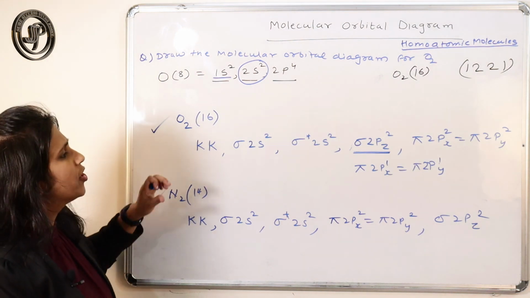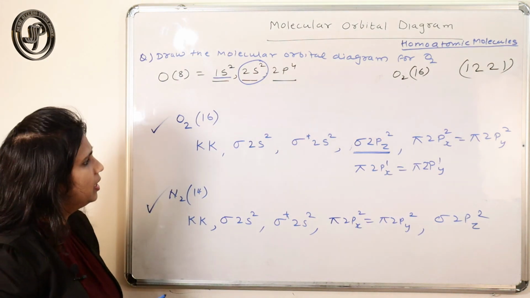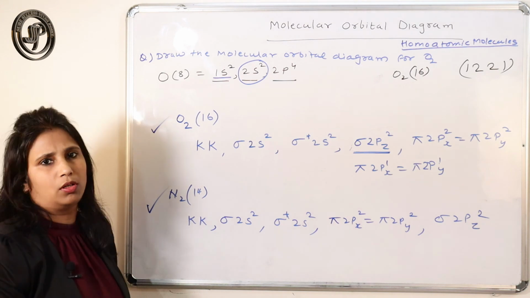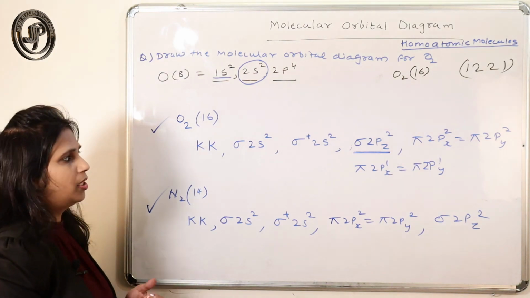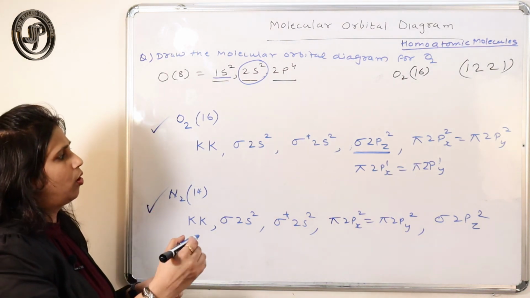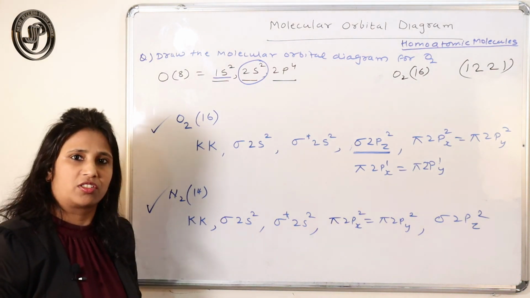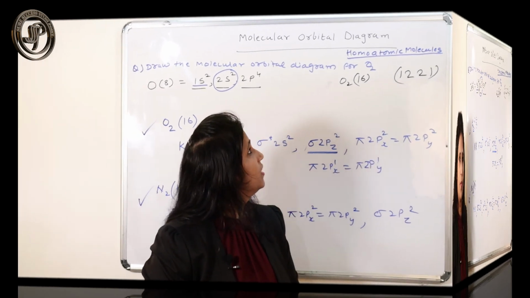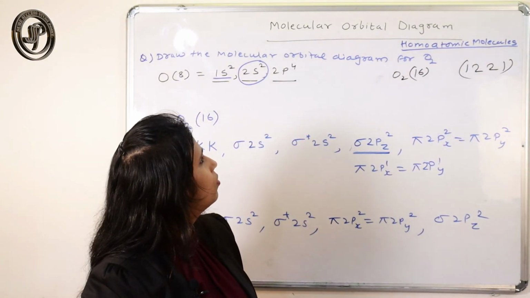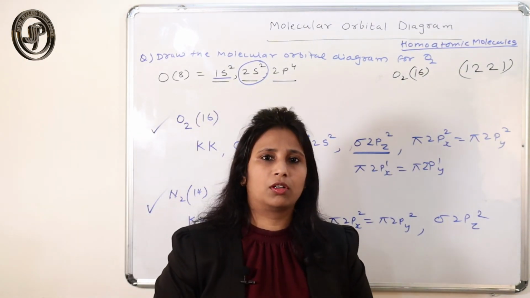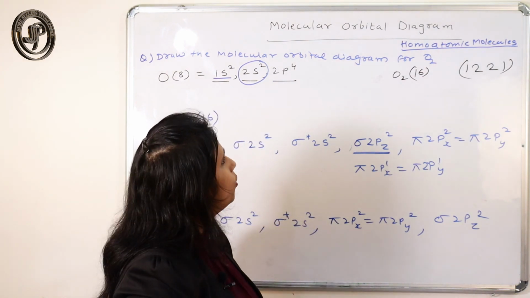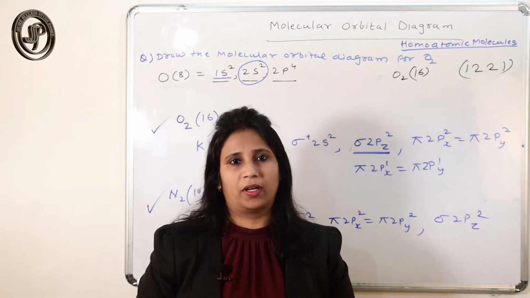This type of configuration you can easily write while drawing the molecular orbital diagram. So it is very easy to fill the electrons if you construct the molecular orbital diagram. So in this lecture we have seen the molecular orbital diagram for homoatomic molecules. In the next lecture we will go for heteroatomic molecules.